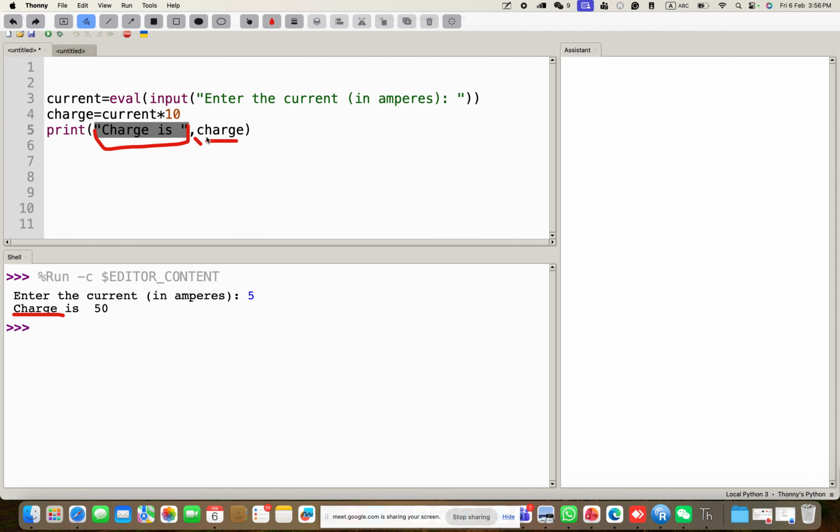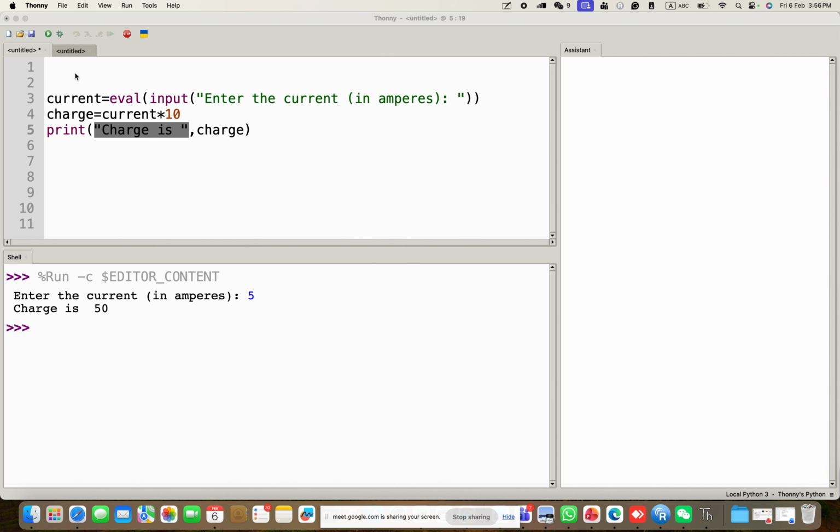But if you remove this, it'll just say 50. But I don't know what 50 is, right? So yeah, you can do that. I won't mark it, but it makes me feel sad. You know. Do you want to make me sad, Doctor?